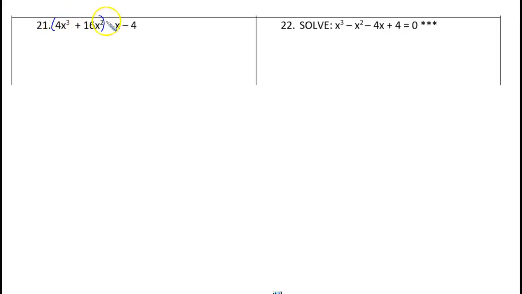Our first step: group the first part, group the second part. In the first part, we look for a greatest common factor. 4 goes into 4 and 16, so that's the greatest common factor of the number part. Of the variable parts, you choose the smaller one, x squared. Now 4 divided by 4 cancels out. x to the third divided by x squared leaves us an x behind. There's one x that doesn't come out. 16 divided by 4 is positive 4. And x squared divided by x squared cancels out, so we've got 4x squared, parentheses, x plus 4.